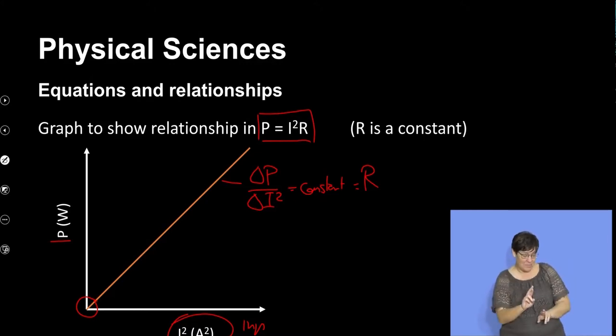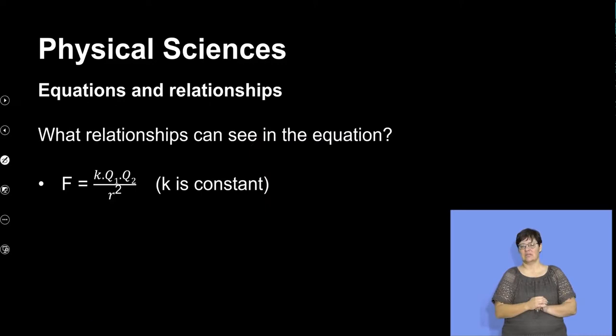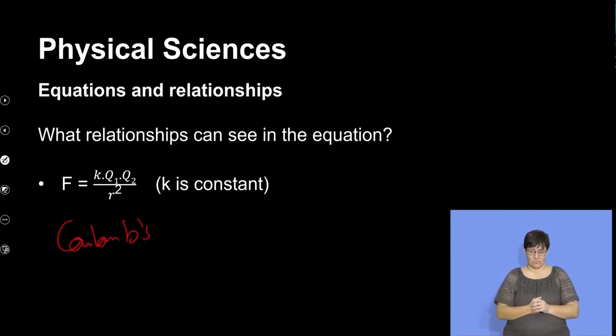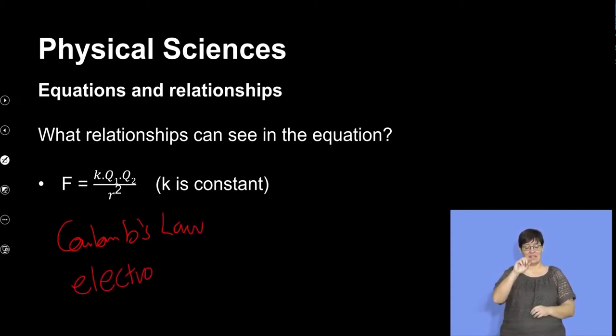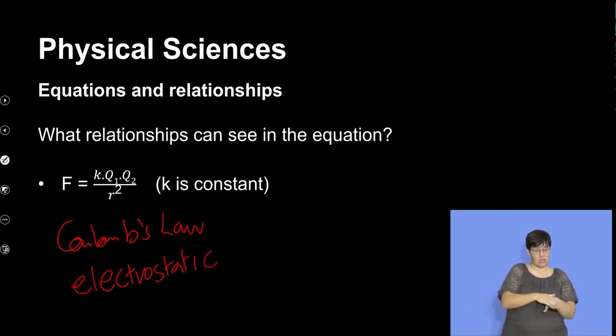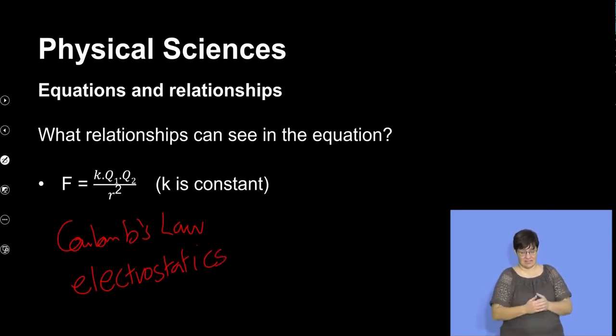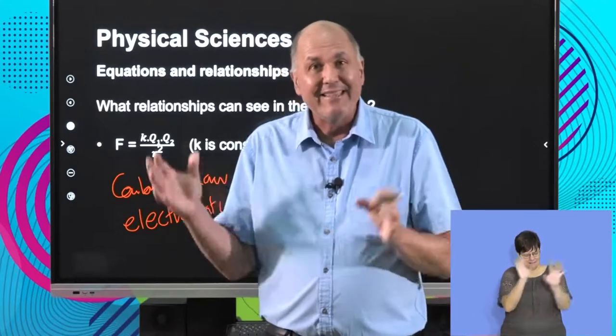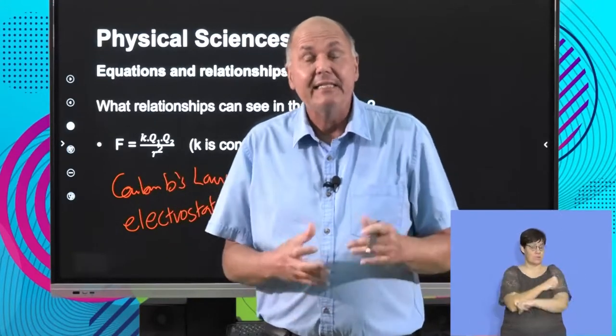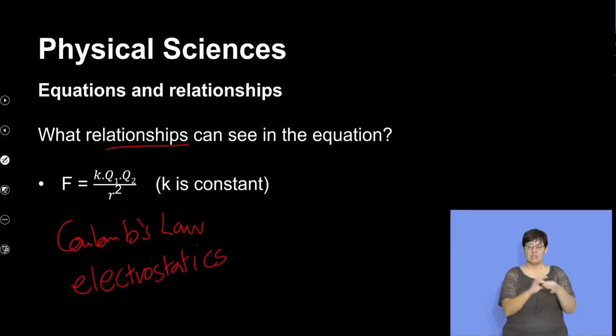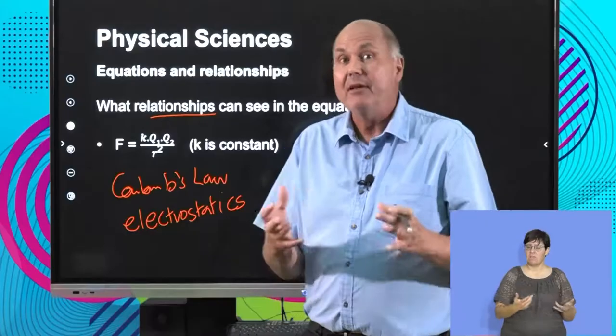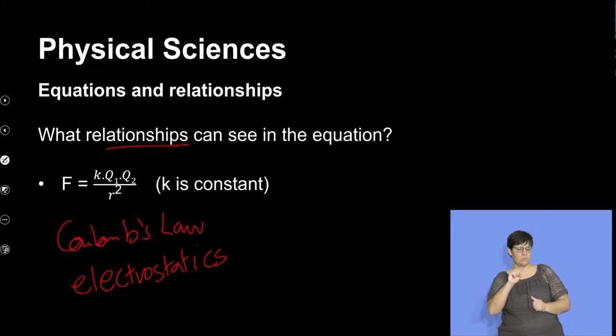But let's have a look at one that's a little bit more interesting and a little bit more involved. Now, this is known as Coulomb's law, and it deals with electrostatics. It tells us about the force between charges and the relationship between the force and the distance between the charges. We need to make very clear that this equation is quite complex and it can tell us more than one sort of relationship. But from what we've seen previously, I think we can break them down and see what the equation is telling us.